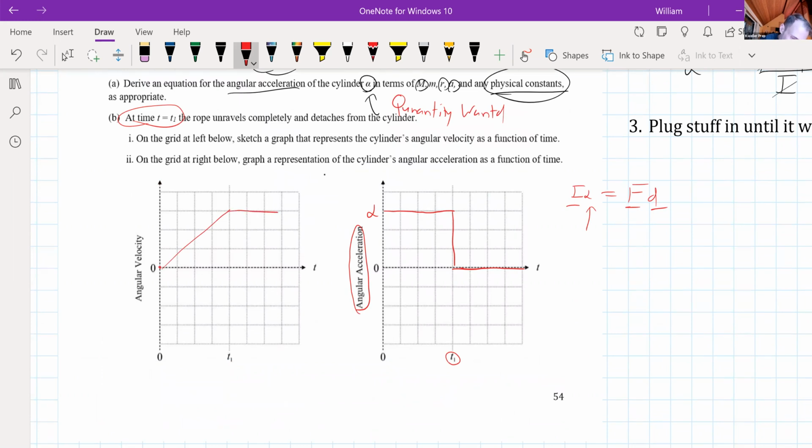Constantly increasing, and then bam. Then it maintains.